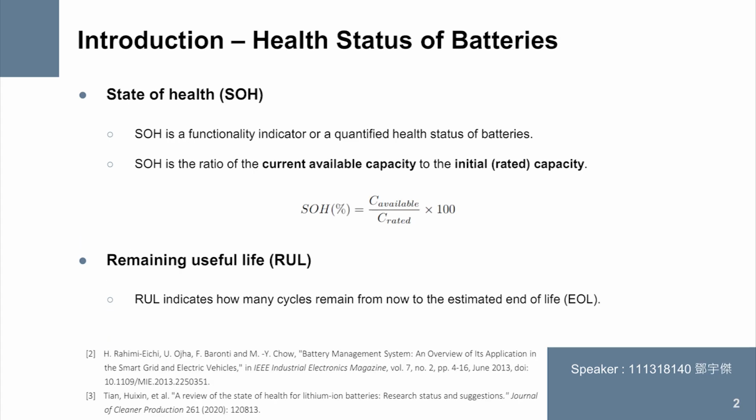In a battery management system, state of health is an indicator that describes the health status during the degradation of lithium-ion batteries. In general, it can be expressed as the ratio of the current available capacity to the initial capacity, so that we can estimate state of health as a functionality indicator or a quantified health status of batteries. The definition of remaining useful life is fairly clear and straightforward. It indicates how many cycles remain from now to the estimated end of life. And we're going to talk about the end of life on the following page.